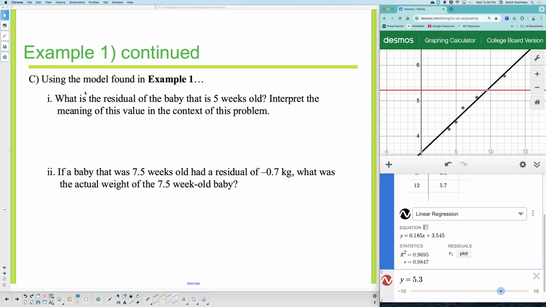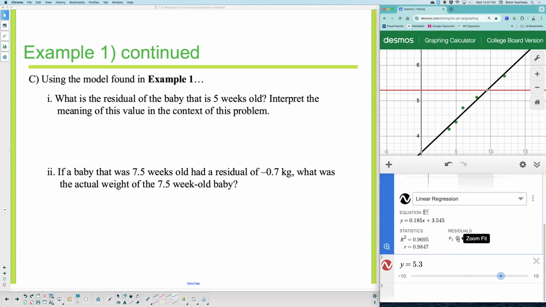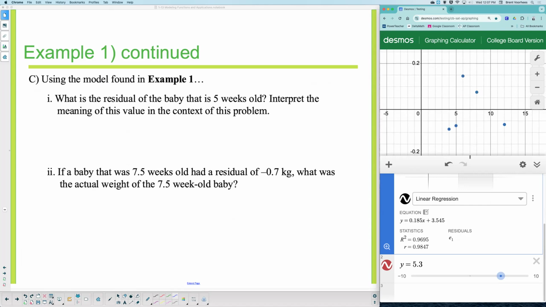Okay, so in example 1, we're coming back to it. Remember how I said don't delete this data? Now we're going to do a residual. We want to know what's the residual of a baby that's 5 weeks old. So here's what we do now. Come over to your calculator, and on the side, right under linear regression, you see where it says residuals plot? Go ahead and click that button now. Plot your residuals. Now really concentrate here because you need to catch this. After you hit plot, you'll then need to hit zoom fit on this residuals part because it's going to change the zoom away from this. So residuals, plot.